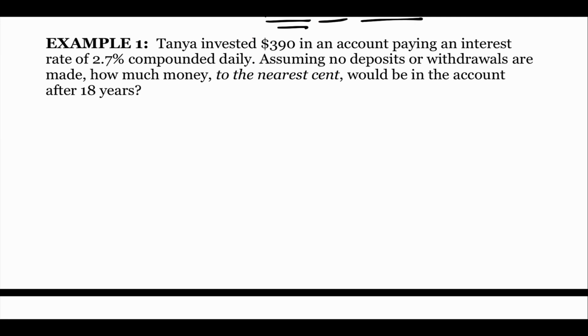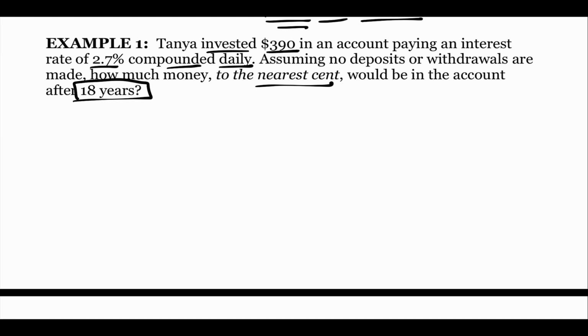Okay, so first thing we need to do is underline, circle, highlight things that are important, right? Not every single word in there is important. Understanding what to look for. First thing, she invested $390. That's important. She's getting an interest rate of 2.7%. That's important. Compounded daily. So every day they're putting money into her account. Every day. Could be pennies, could be dollars, but they're putting money into her account. And then how much to the nearest cent after 18 years?